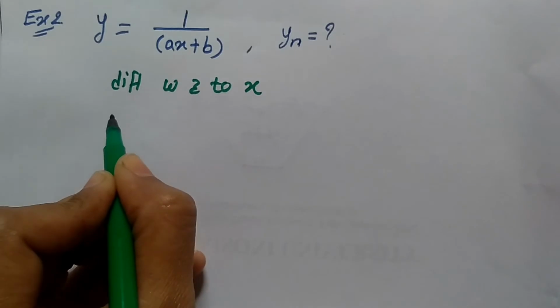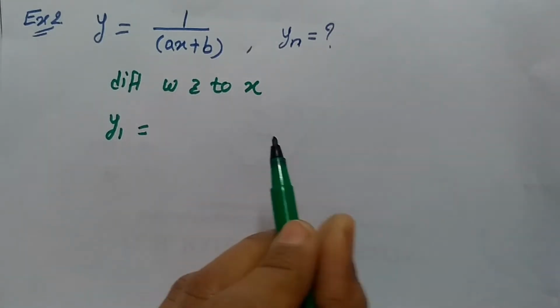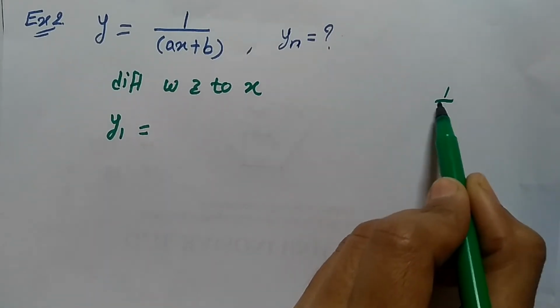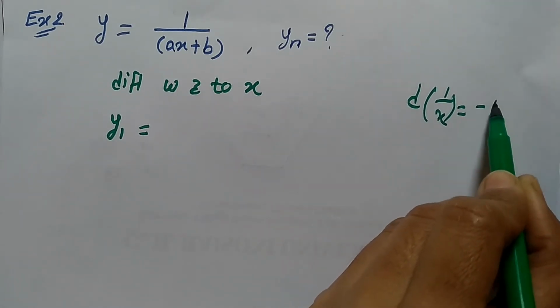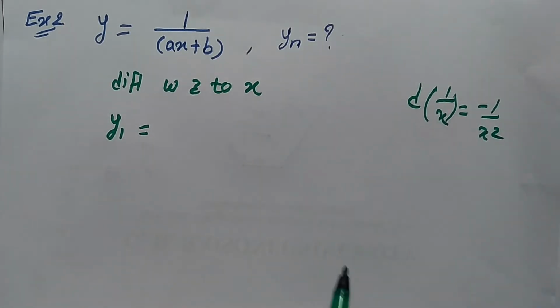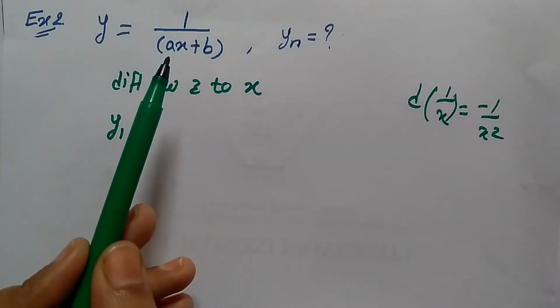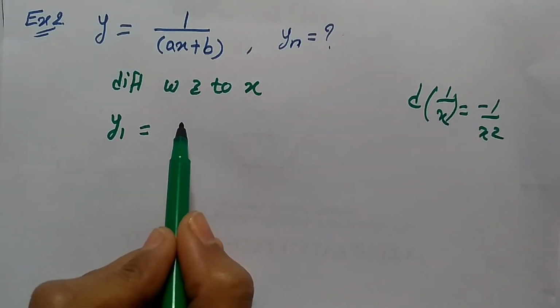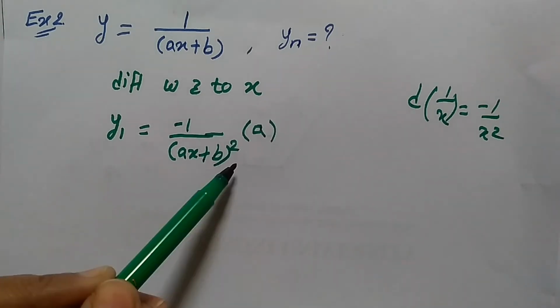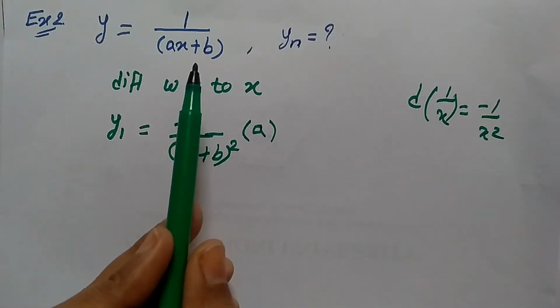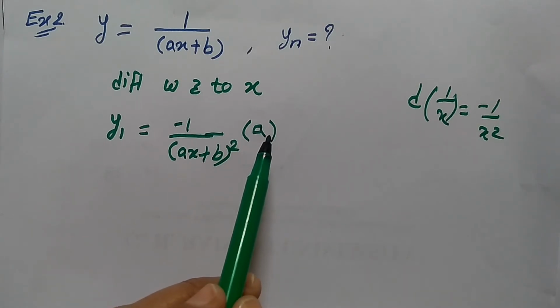Then we get y1 equals, as you know, if we are given 1 upon x, the derivative of this term is minus 1 upon x square. The same way here, 1 upon ax plus b, the derivative is minus 1 upon (ax plus b) bracket square into again the derivative of this term. So again the derivative of this term will be a.